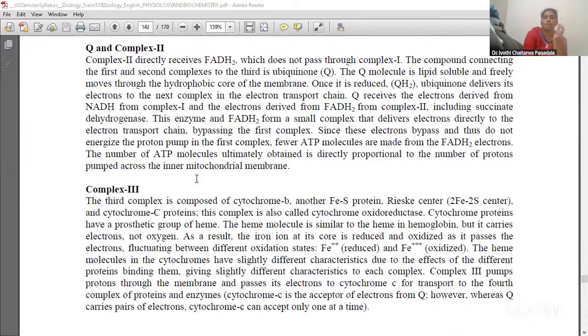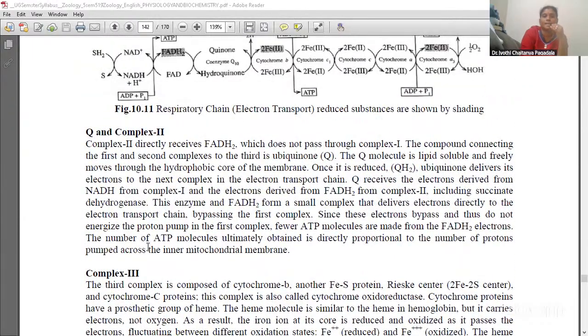In the case of complex 3, the third complex is composed of cytochrome B and an iron-sulfur protein. The iron-sulfur protein center and cytochrome C make up this complex, which is also called cytochrome oxidase reductase. These cytochrome proteins have a prosthetic group of heme. The heme molecule is similar to the heme present in hemoglobin. This carries the electrons, not the oxygen.